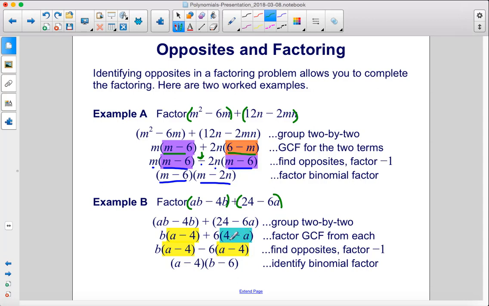to find opposites. So we have this 4 minus a, so let's take a negative sign out of this, put it out front, and then swap the signs. This 4 becomes negative, this negative a becomes positive, and we now have a minus 4 and a minus 4 in each term, so we can factor that out front, and we are left with b minus 6 right there.